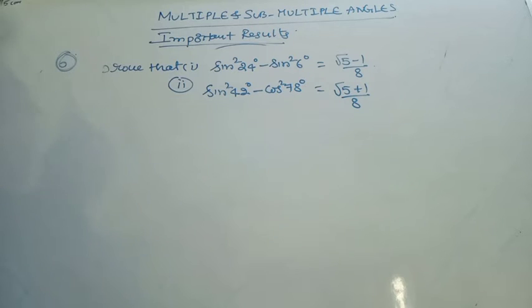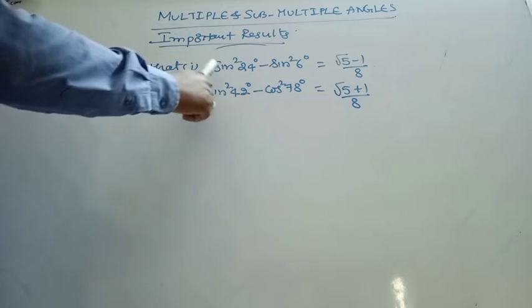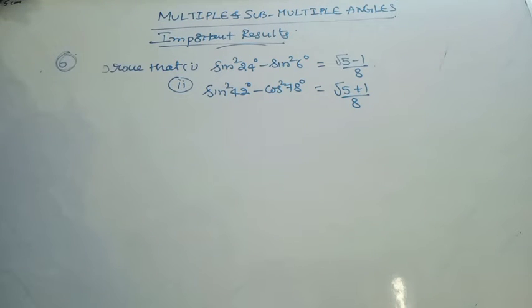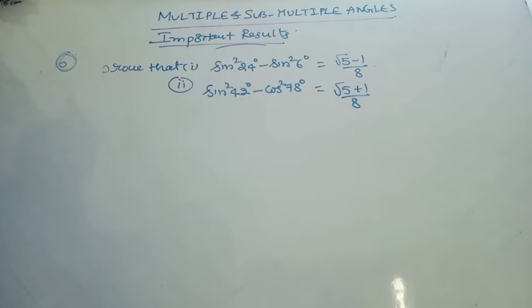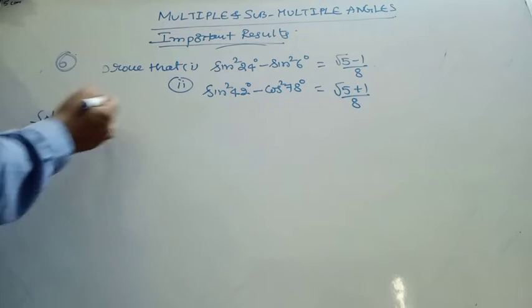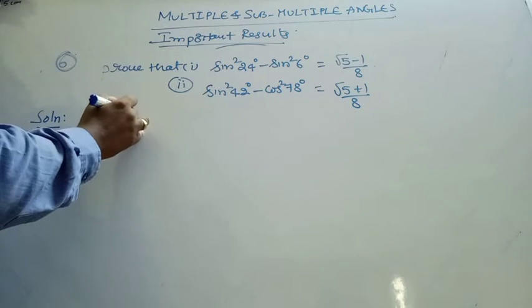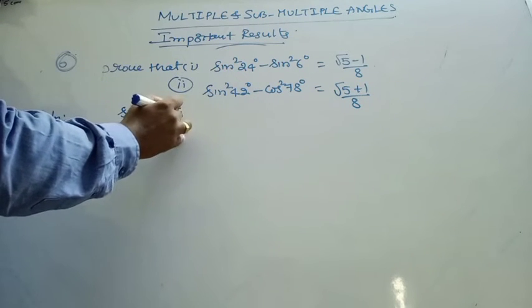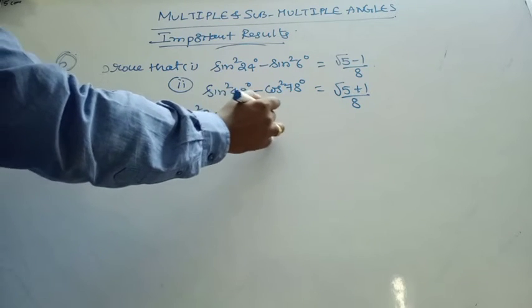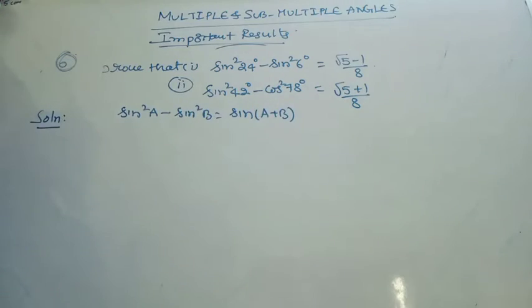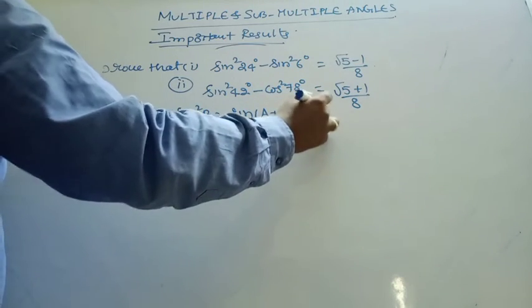Now see, my dear students, next the sixth problem. Okay, prove that number 1, sine square 24 minus sine square 6 degrees equals root 5 minus 1 by 8. And the second problem, sine square 42 minus cos square 78 equals root 5 plus 1 by 8. How do we do this solution part, my dear students? You know, sine square a minus sine square b, already we proved it. Sine square a minus sine square b equals sine (a plus b) into sine (a minus b), right?